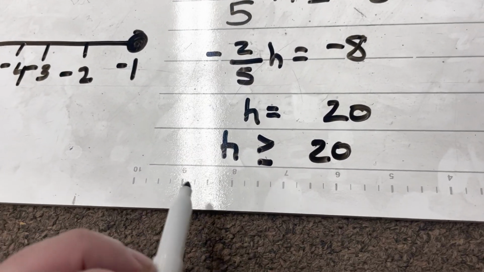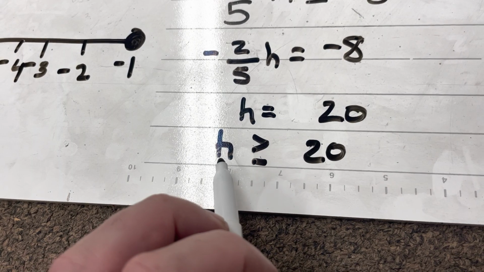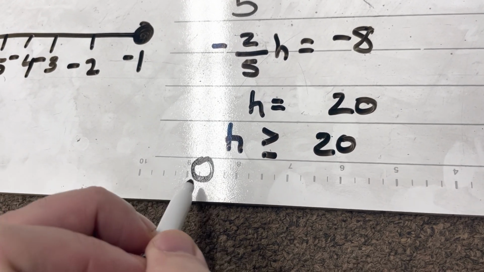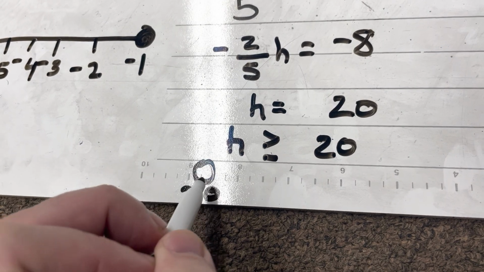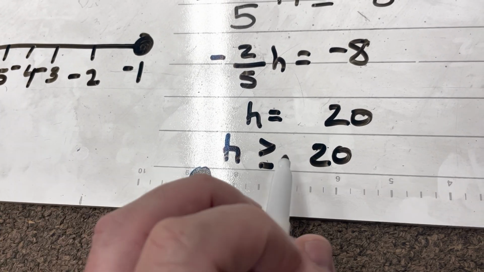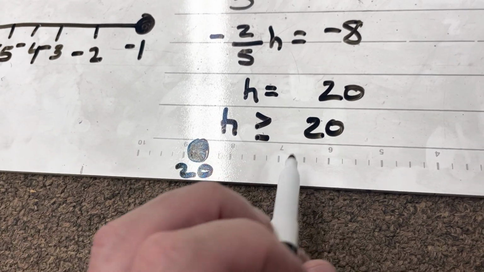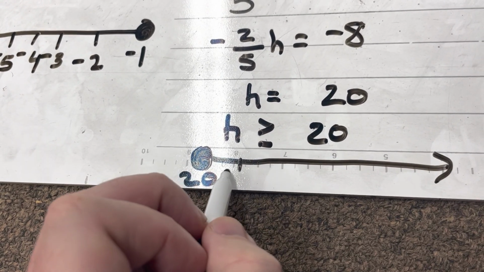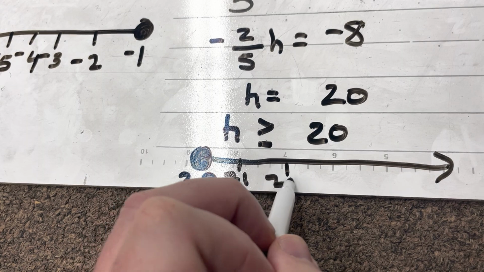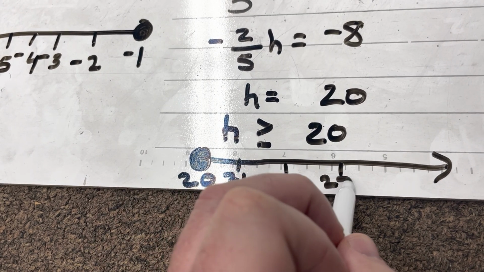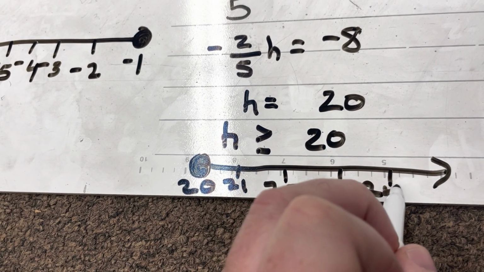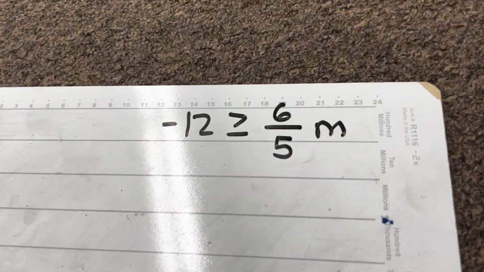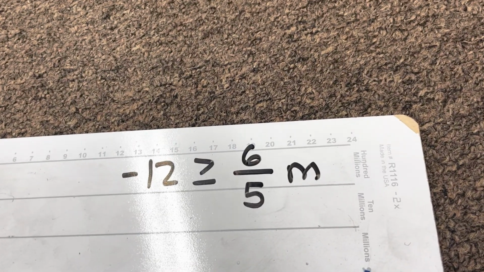Which means my inequality is going to move to the right because my variable is on the bigger side of the inequality. So I'm going to have a circle with a 20. It's going to be shaded because h can be greater, okay? It's going to move to the right, and that's going to be 21, 22, 23, 24, having at least 5 numbers. All right, just a few more as we are moving on here.